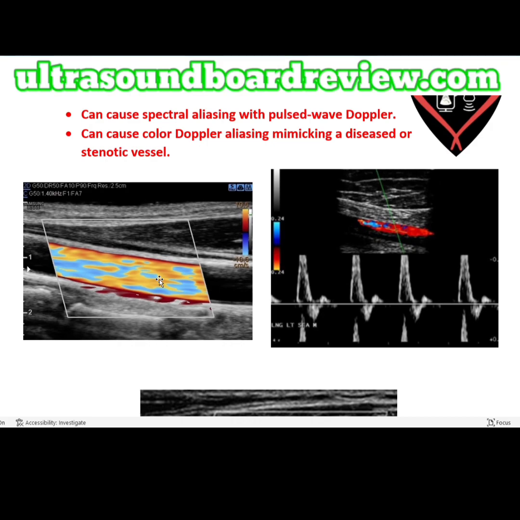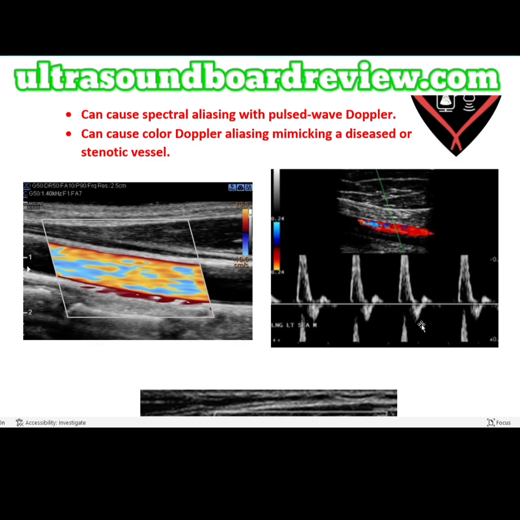Now the reason why there's color Doppler aliasing in this vessel is because the velocity of the blood going through this artery is faster than the PRF provided in this color scale. If you increase your PRF, this will increase the velocity so that you're able to pick up the highest velocity in this vessel. This image here shows spectral Doppler aliasing with pulse wave Doppler, where the waveform is wrapping around on itself, almost touching the other side of the baseline.